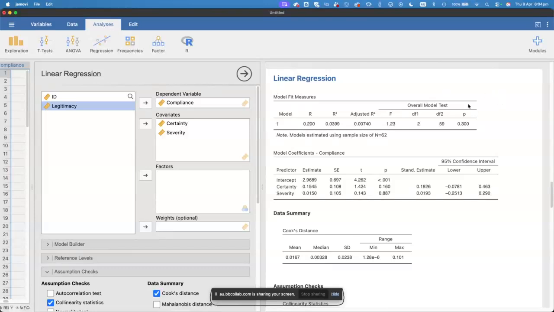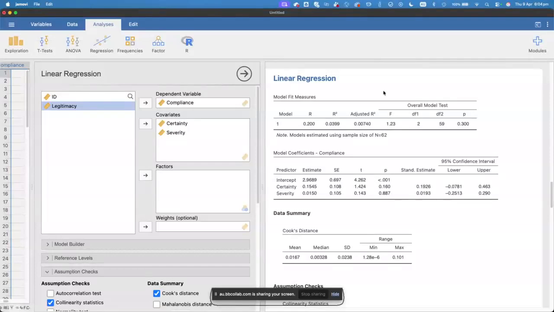So now we have the model fit measures and the exciting model coefficients. So we get a sense as to the relationship between our variables. But before we get to the exciting bit, I mean, it's all exciting, but before we get to that, we have to talk first about the model fit measures. What do the model fit measures do?